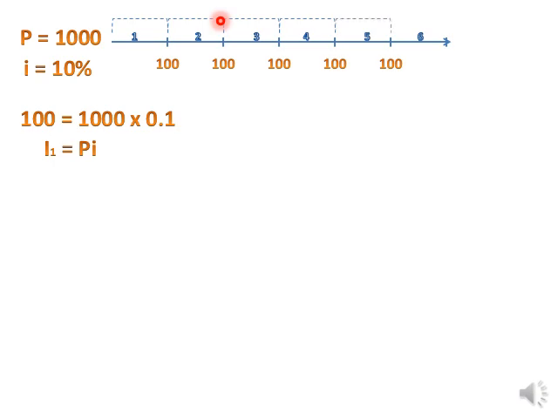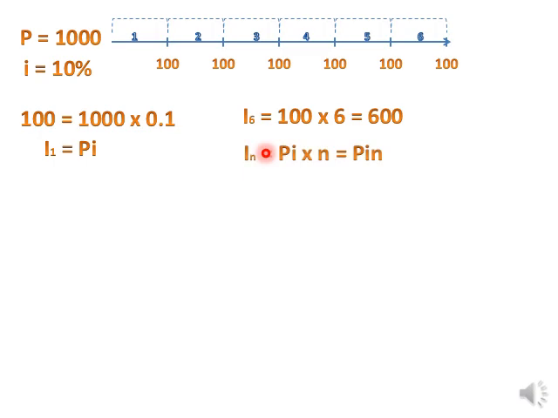Assuming that the term of the deposit is 6 years, then we can determine that the total amount earned by our money is equivalent to 6 times the interest per year. Thus, we can say that the total interest earned by our money, I sub n, where n is the number of periods, is equal to the interest earned per period, Pi, times the total number of periods, n. Or we can simplify the formula further as Pin.